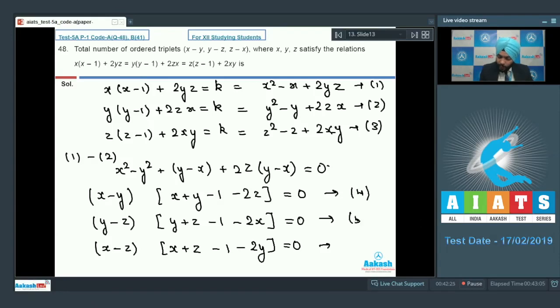So let us say this is equation number 4, this is equation number 5, this is equation number 6. Product of two terms in mathematics is 0, either of one is 0. So the first possibility is that x equals y equals z. That means these three brackets are 0.